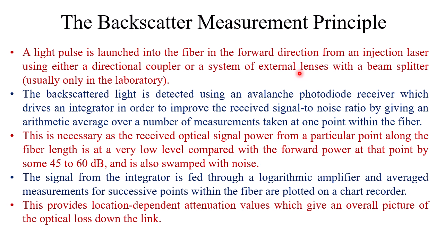The signal from the integrator is fed through a logarithmic amplifier, and averaged measurements for successive points within the fiber are plotted on a chart recorder. This provides location dependent attenuation values, which give an overall picture of optical loss down the link.